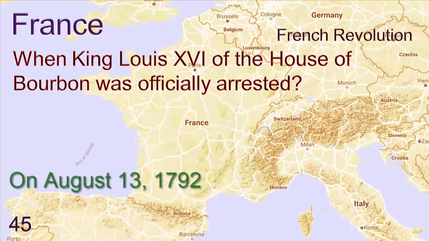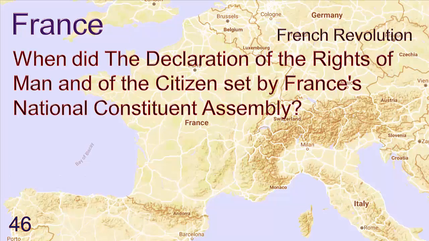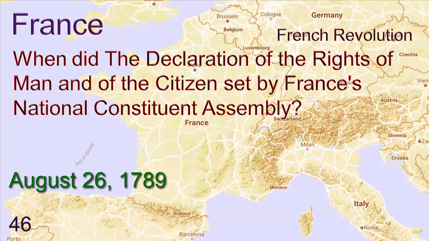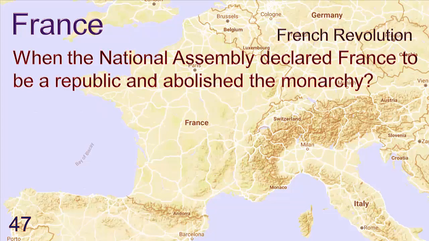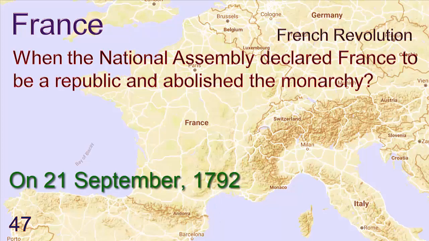When was King Louis XVI of the House of Bourbon officially arrested? On August 13, 1792. When was the Declaration of the Rights of Man and of the Citizen adopted by the French National Constituent Assembly? August 26, 1789. When did the National Assembly declare France to be a republic and abolish the monarchy? On 21st September 1792.